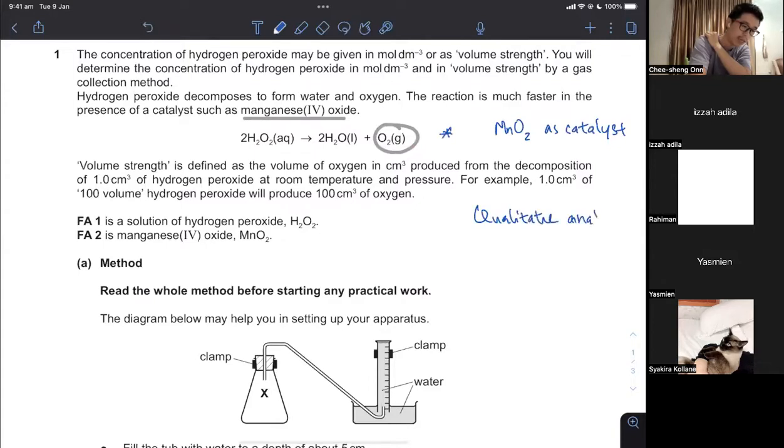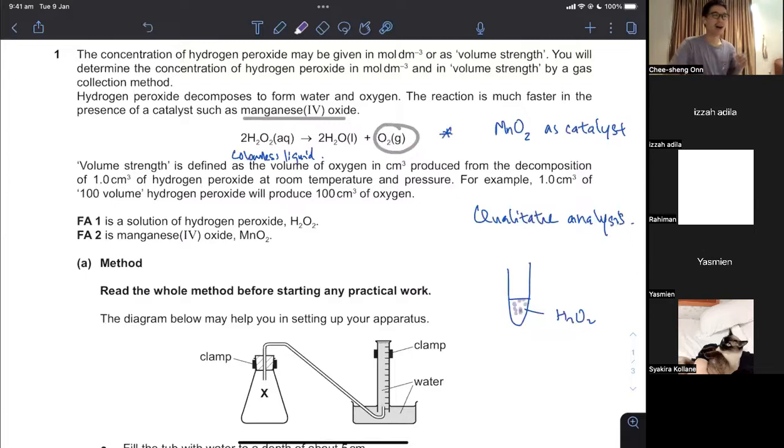Because when they give you qualitative analysis, they can ask you to test this colorless liquid. So they say, to this liquid or whatever solution in a small test tube, add this solid, and then observe what happened. Well, if you add a little bit of MnO2 to H2O2, what will happen is you will see effervescence. Now, you are adding a black solid to a colorless solution, and you get an effervescence.